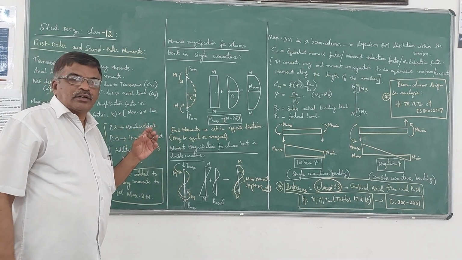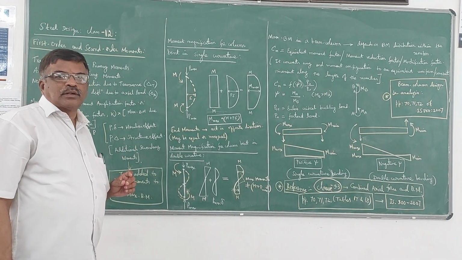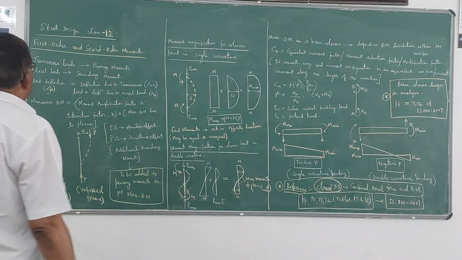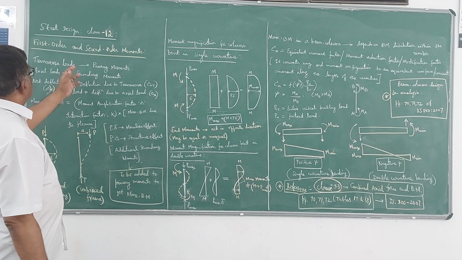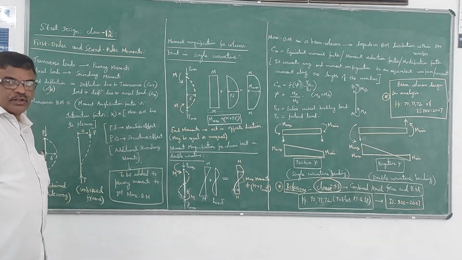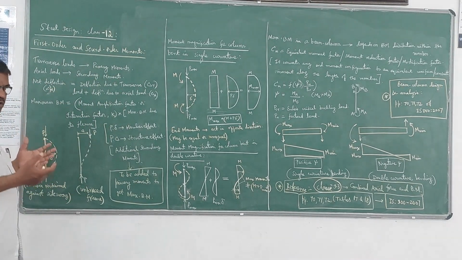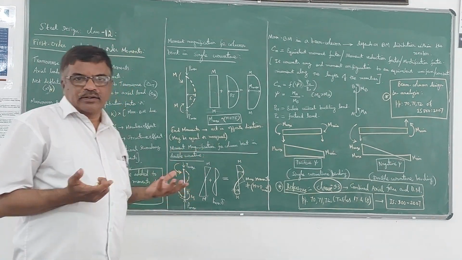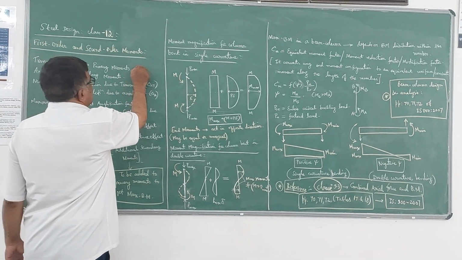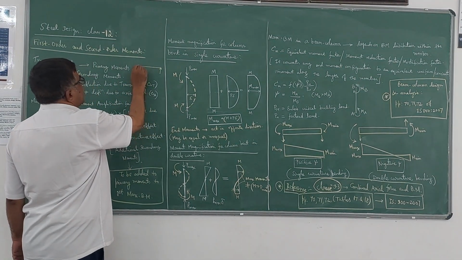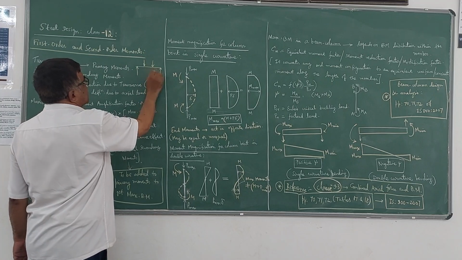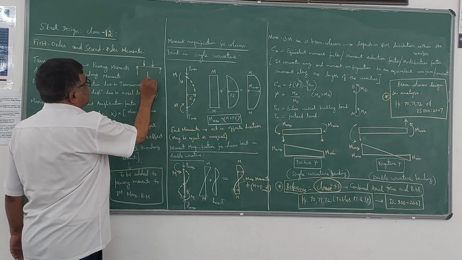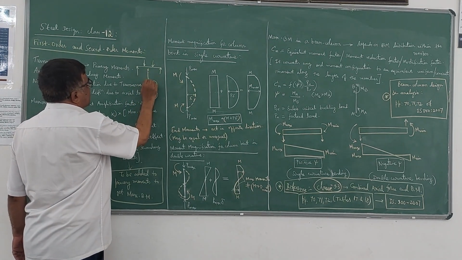In this class, we will discuss some of the parameters which are used in the design of beam columns. Before that, we will understand what we mean by first order and second order moments. In the case of any structural member, different types of loads will be acting. One is the transverse load. Transverse load means the loads which are acting perpendicular to the axis of the member. Another is axial loads. Axial loads, as you know, act along the axis of the member.